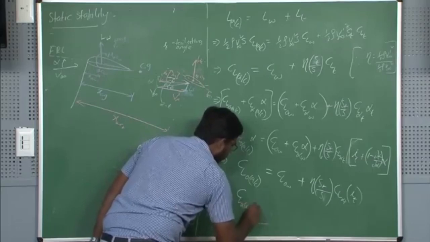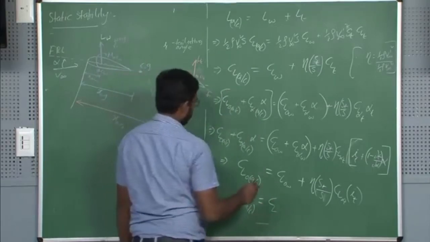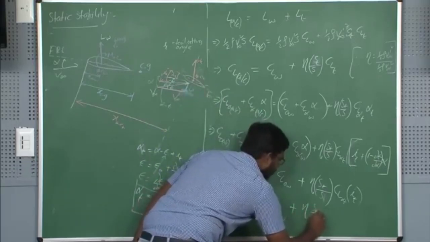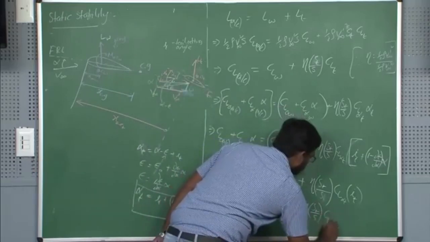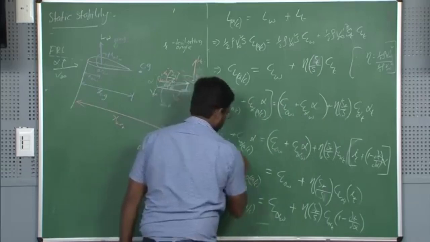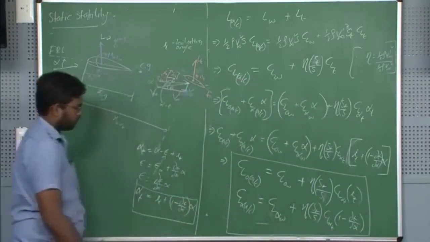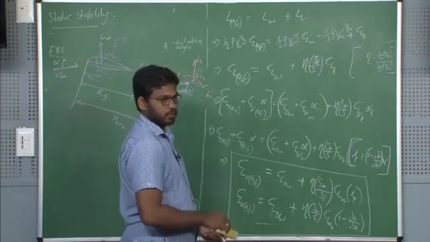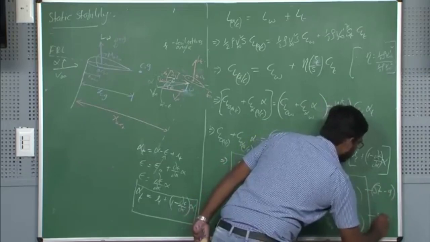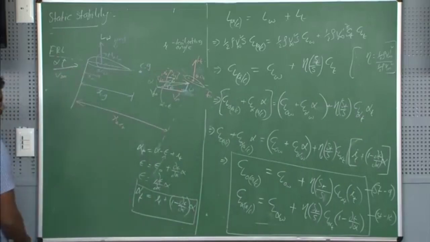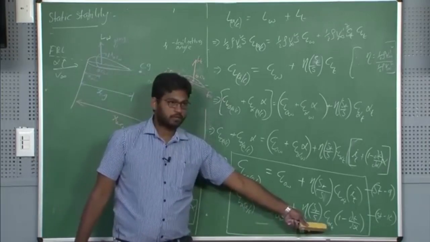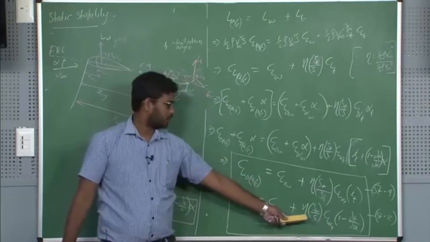And CL alpha of the aircraft is equal to CL alpha of wing plus eta ST by S, where eta is the interference factor, times CL alpha of tail into 1 minus dou epsilon by dou alpha. Do you remember these equation numbers, stability 9 and stability 10? So the CL alpha lift curve slope of the aircraft is a combination of the lift curve slope of the wing plus that due to the tail lift curve slope. These are the normalizing factors for this.